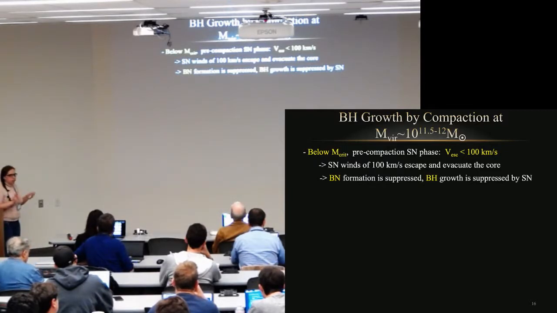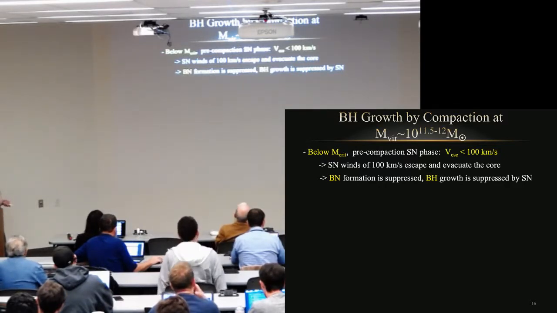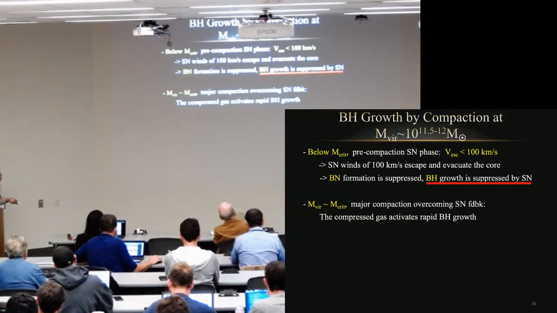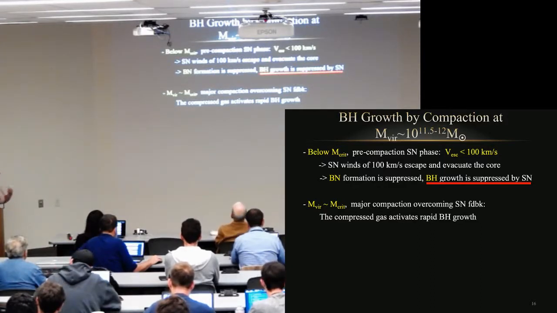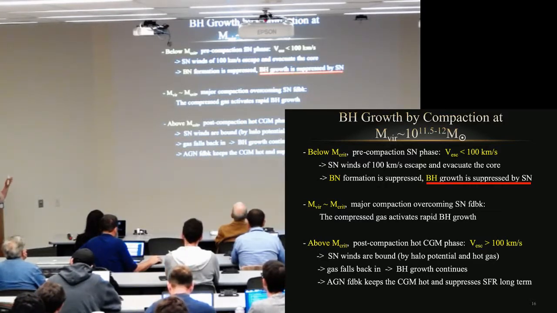So I'll just skip through. This is my early conclusion. Below the critical mass, the supernova feedback is more effective. It can evacuate the gas. Black hole formation is suppressed. Blue nugget formation is also suppressed, which doesn't help the black hole to grow. But once you get to the critical mass, the compaction is overcoming the supernova feedback. Compression of the gas activates the rapid black hole growth. It also drags it to the center in case it's not in the center, which is another factor. And above the critical mass, you get the hot CGM phase. The supernova winds are bound, the gas falls back, and the black hole can continue to grow by the recycling.